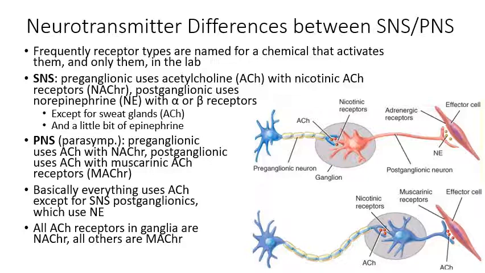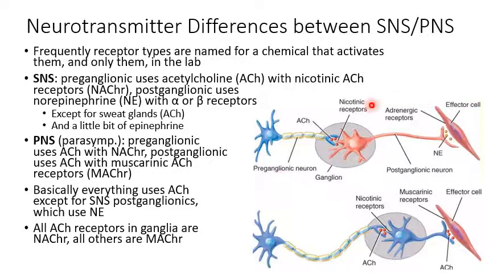Then the postganglionic neuron in the sympathetic nervous system is going to release norepinephrine as a neurotransmitter, which will travel across a synaptic cleft onto a target cell, either a muscle cell or a gland cell. Then on that target cell, which we could also call an effector cell because it's doing something, either contracting or releasing a substance, that target cell is going to have alpha receptors or beta receptors that are used to respond to the norepinephrine.